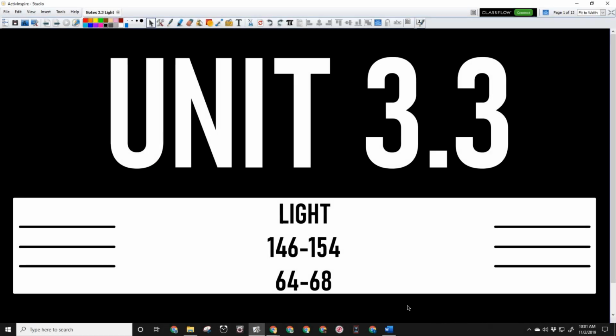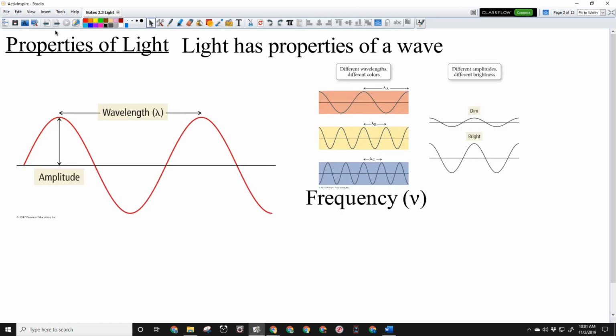Welcome back. This is Unit 3.3 on light, and this is pages 146 to 154 in your textbook and 64 through 68 in your study guide. All right, so we're going to be talking about light, and we're going to be doing a lot of calculations. This section of Unit 3 is heavy on math and calculations.